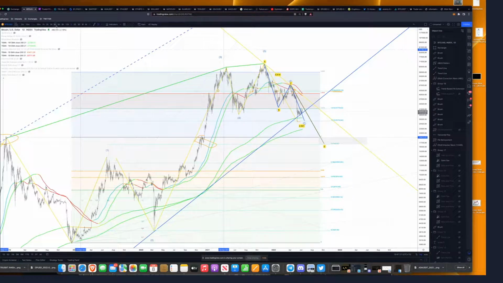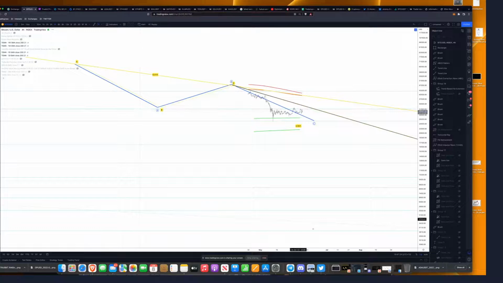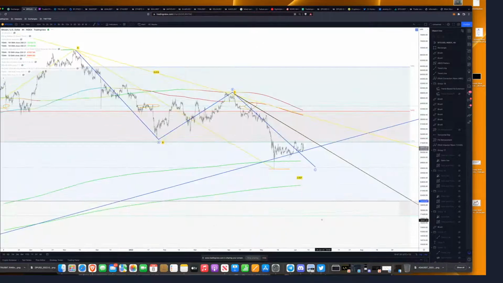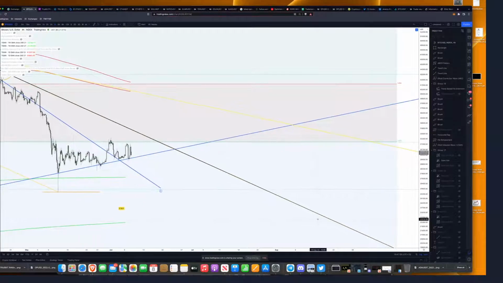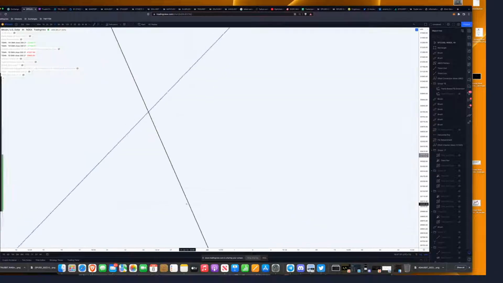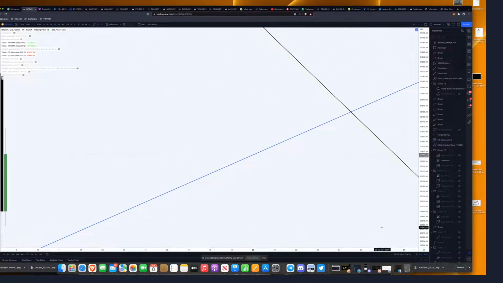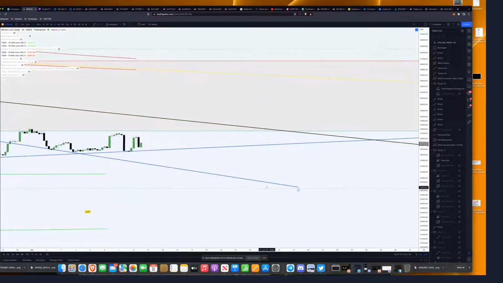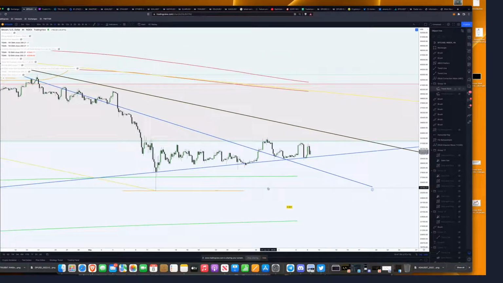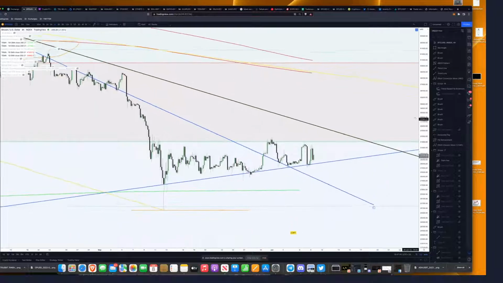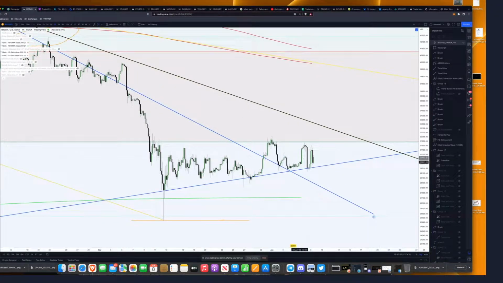Last minute, 4-hour chart. I just want to see what's currently happening. Let's have a look. Let's see, where are we? Okay, so there's nothing special going on with Bitcoin. Yeah, that's nasty. It's just all over the place.